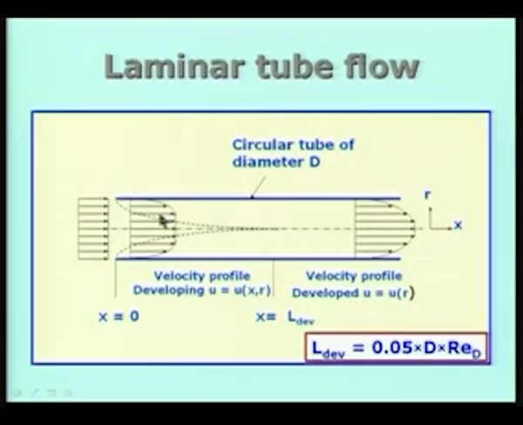And what happens during the flow is indicated schematically here, and somewhat exaggerated because we want to show things clearly. You can see that at this particular section, x greater than 0, where x equal to 0 is the entry point, x is slightly inside the tube, the velocity is 0 at the wall, and then it increases and becomes a maximum towards the center line.